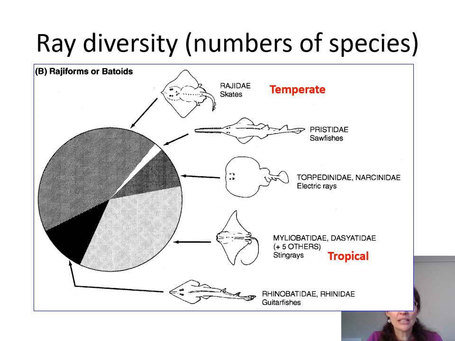Diversity of rays, we do have to look at that here a little bit. So our temperate rays, we tend to have lots of the rajidae, the skates, and then we have some sawfishes, as well as some of the electric rays. As we move into the tropical areas, we see much more of the stingrays here and the guitar fishes as well. So it's about 40% skates and 40% rays, with then our guitar fishes at about 15 and our sawfishes at about 5. So pretty good makeup of diversity there for our skates and rays.